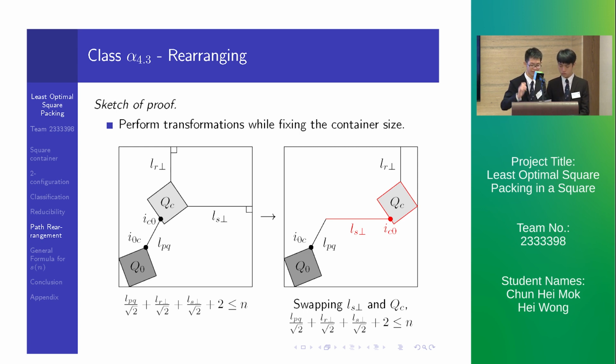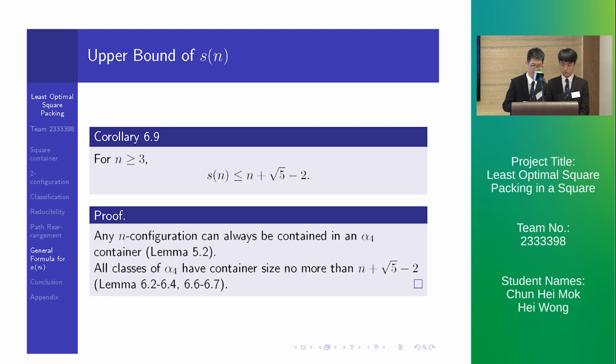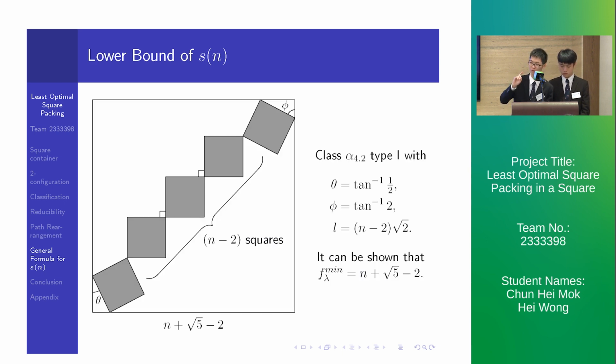We've handled all the classes, so lastly, let's summarize and derive the general formula for Sn. Since it can be shown that any configuration can be contained in an alpha 4 container, by exhausting all the classes of alpha 4, we've proven this upper bound of Sn. What about the lower bound? This requires finding the least optimal configuration, which is this configuration of class alpha 4.2 type 1 with the middle n minus 2 squares connecting with each other vertex to vertex at right angles. It can be shown that its minimum square container size, f lambda min, equals n plus root 5 minus 2. This serves as our lower bound.